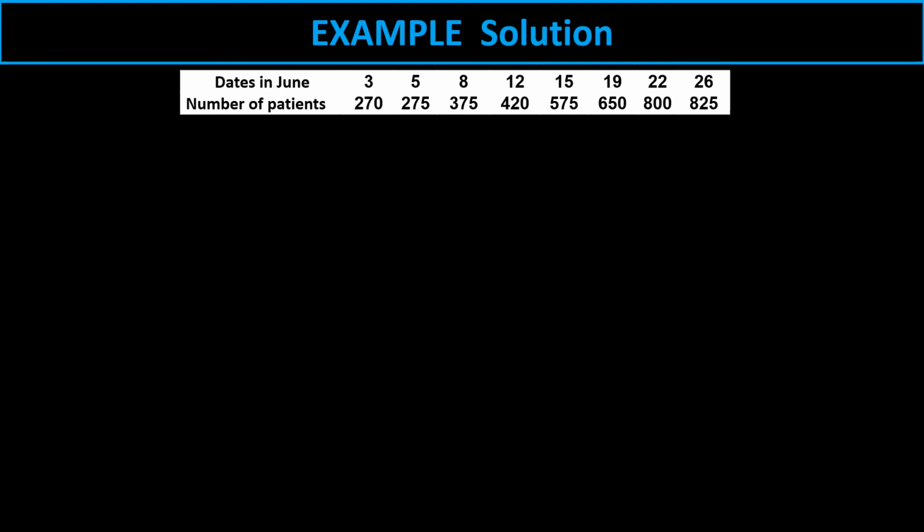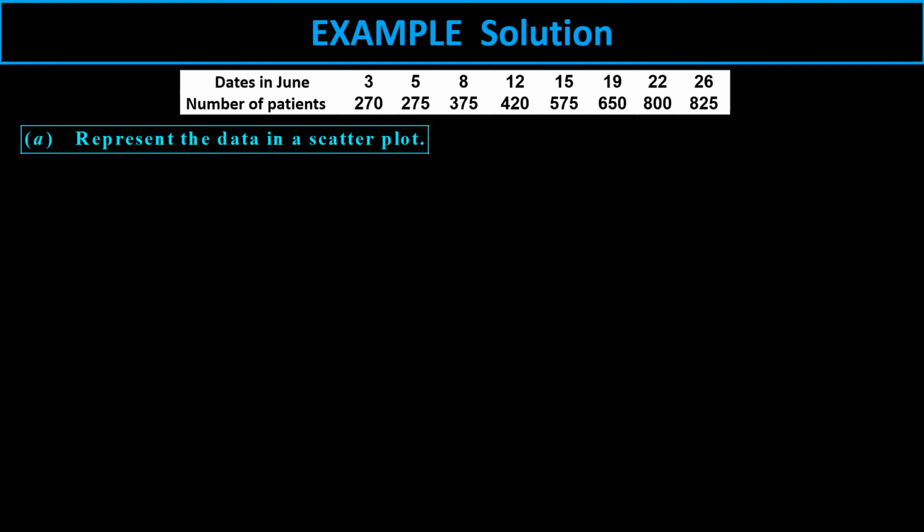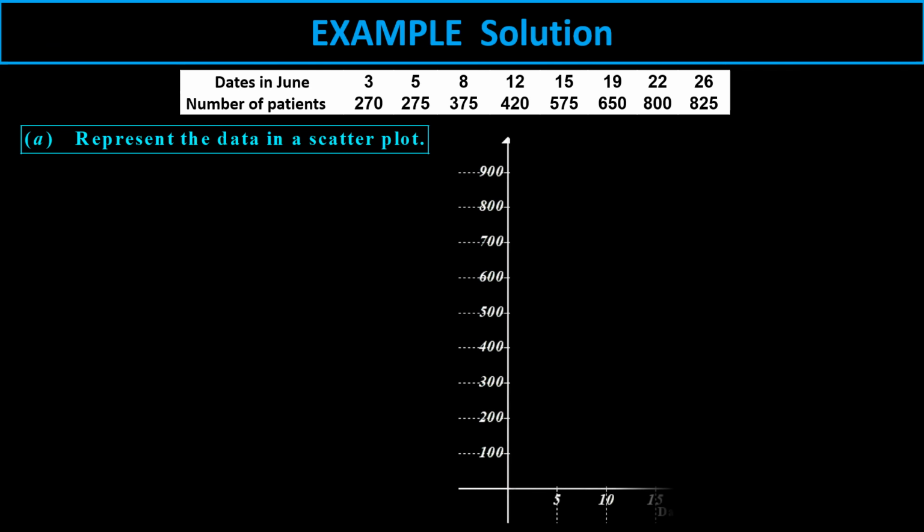Now let's look at the solution to this. I'm just putting in the data set up there for easy reference. We want to represent it on a scatter plot. So you know, with the scatter plot, you will need your axes, and you normally provide it with a grid there. So on the horizontal, we want the dates in June. So I need the dates in June. There's 30 days, so you go up to 30 days in June, not 31, not 100.